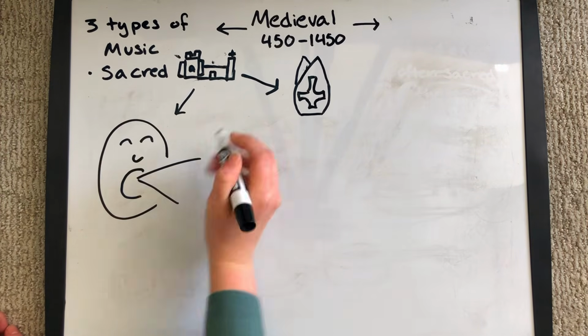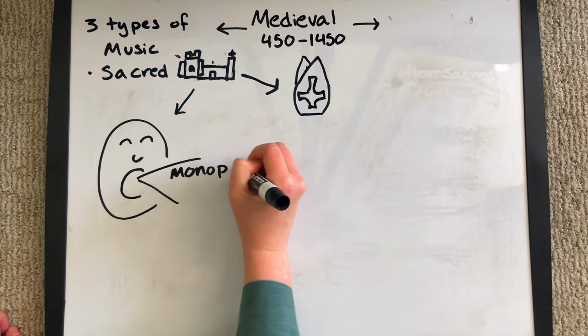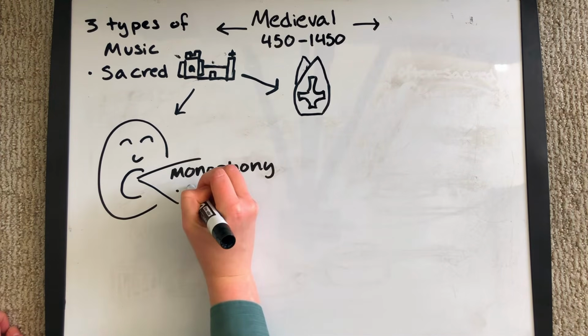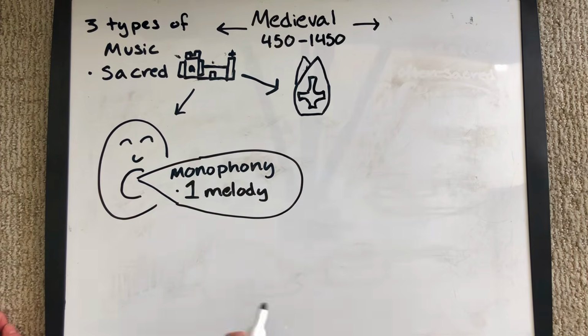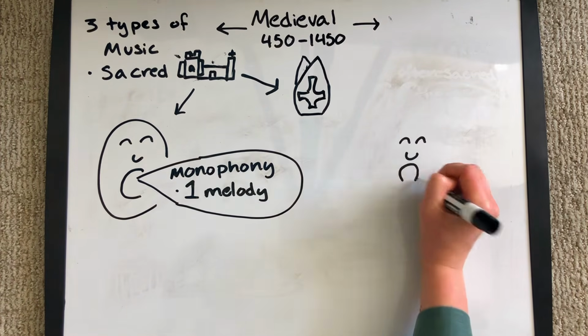There were two different types of vocal music at this time. The first is called monophony, which means that there was only one melody being sung. There can be a couple different people singing along, but there is only one tune.